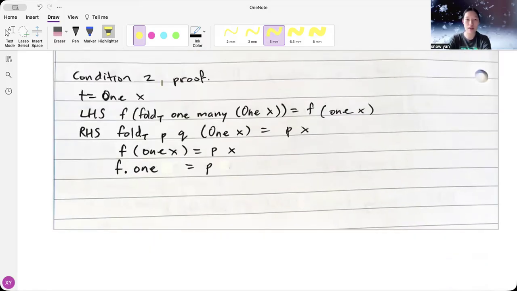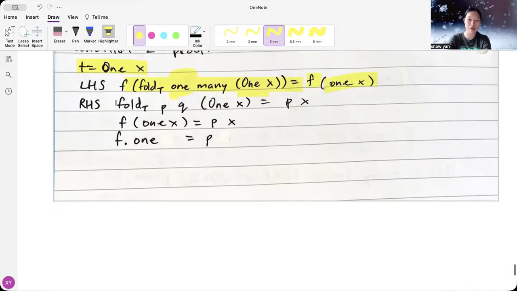The second one is the proof for the second condition. We're going to set the minimum case, so t equals 1x. So on the left-hand side, we would have this equation where we have 1x, and because we define the fold to be that way, if we apply to 1x, we're just going to call the function 1 on x, right? So it would just be f of 1x.